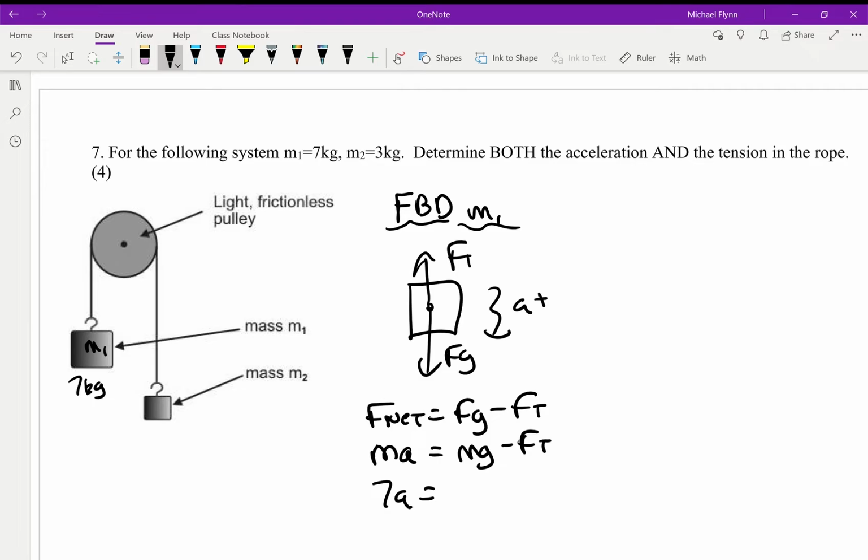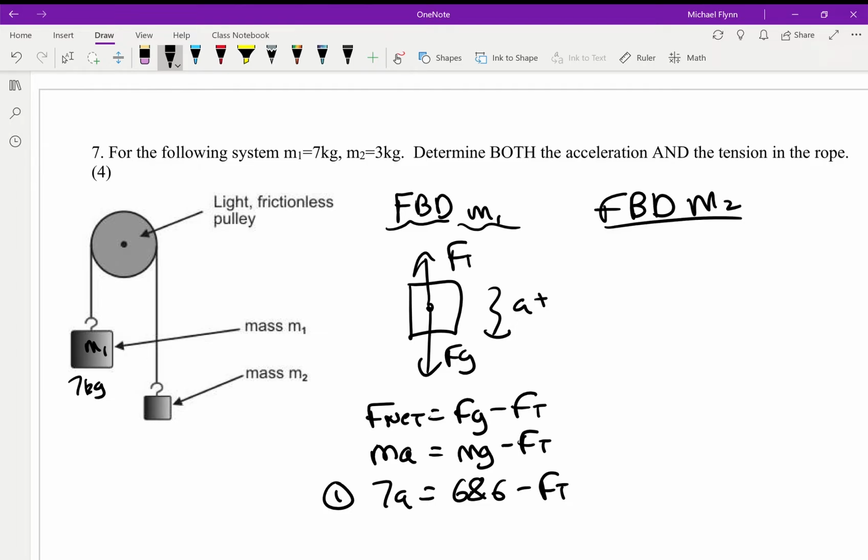7 times 9.8 is 68.6 minus Ft, like that. Two unknowns, so moving along, we'll call that equation 1. All right, now let's repeat for M2.